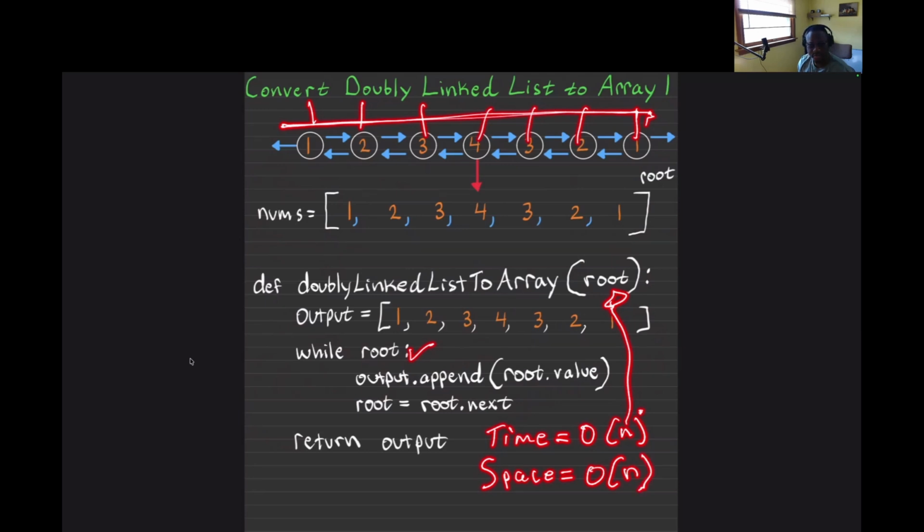Depending on your interviewer, you can ask them if they consider auxiliary space, which is just the output array, as extra memory. If they don't, then it's okay to say the space is O of 1. But clearly in practice here, if we're building an array the same size as the given input, right, then the space will also match the time complexity. So both time and space are O of n.